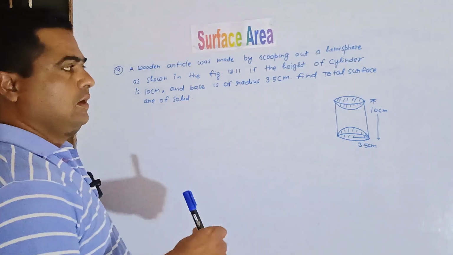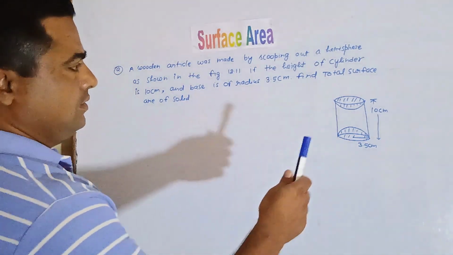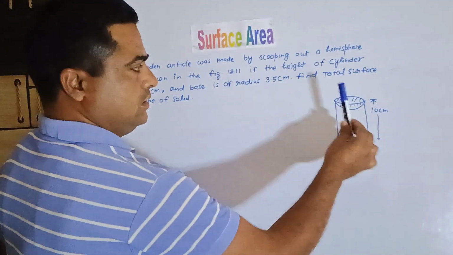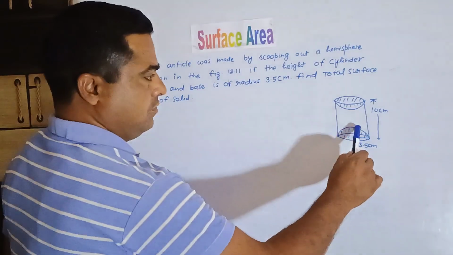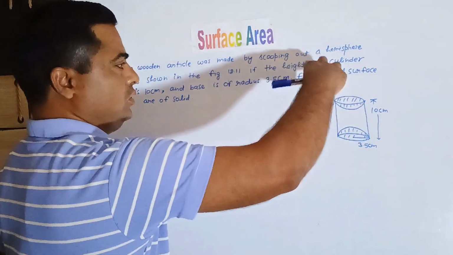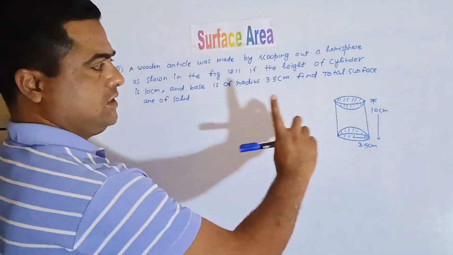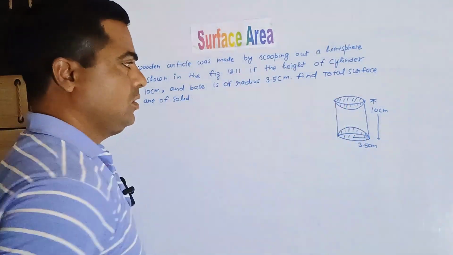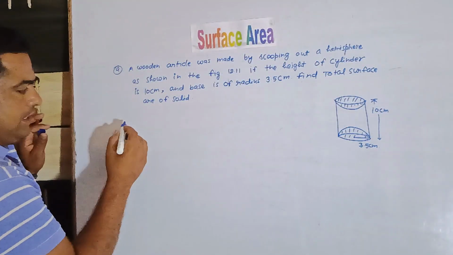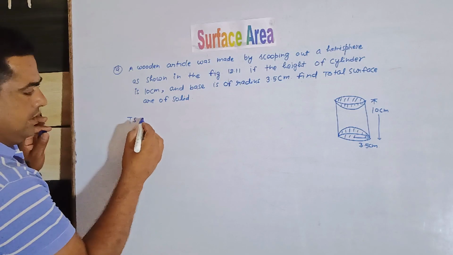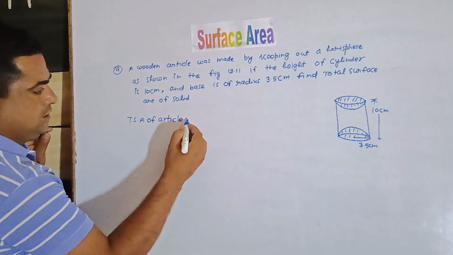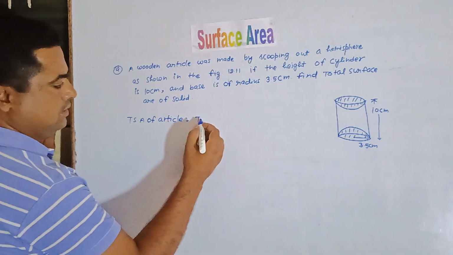Again, we are using the painting concept. Where will we paint? On the surface of the article, in the curved surface area of the cylinder and the curved surface area of two hemispheres, because we have two hemispheres on both the ends, correct? So the curved surface area of the cylinder plus 2 into the curved surface area of the hemispheres. Students, we will find here the total surface area of the article.